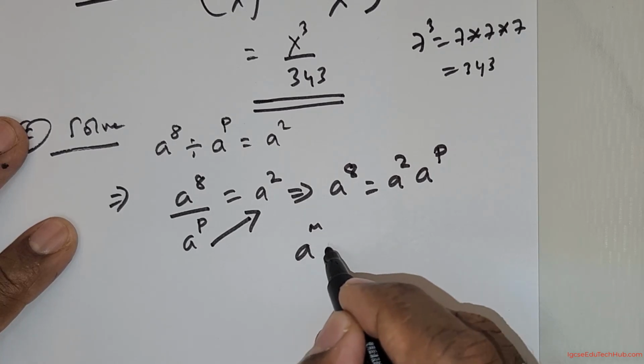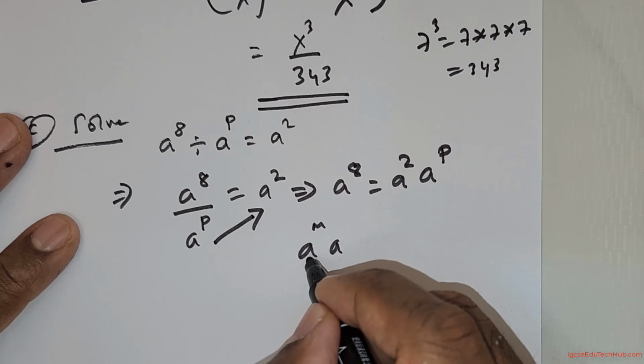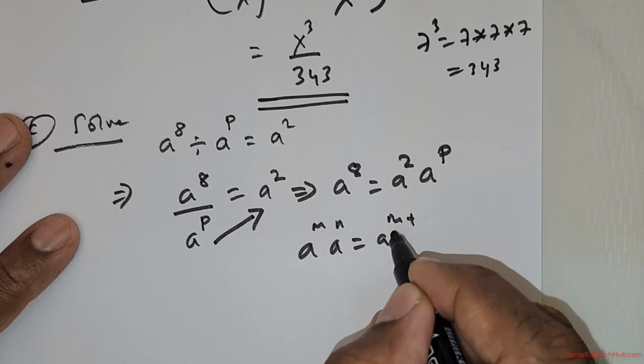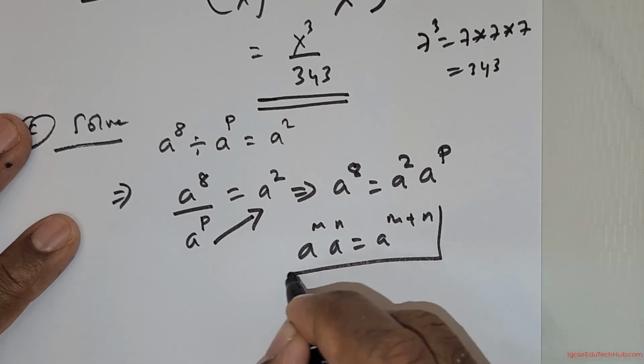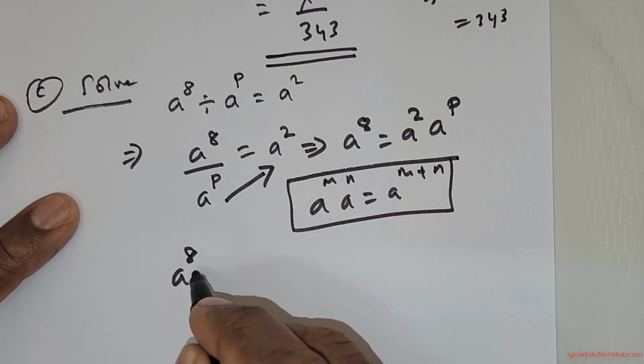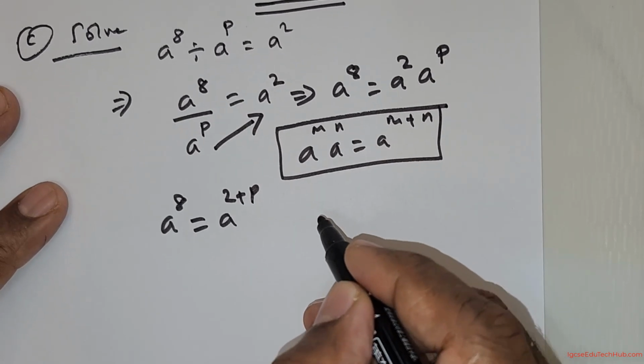As I've told you, you have an exponent rule. It states that if you got a raised to the power of m times a raised to the power of n, then you can rewrite it as a raised to the power of m plus n. By this formula, I can rewrite this as a raised to the power of 8 is equal to a raised to the power of 2 plus p.